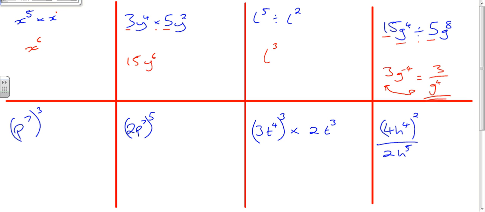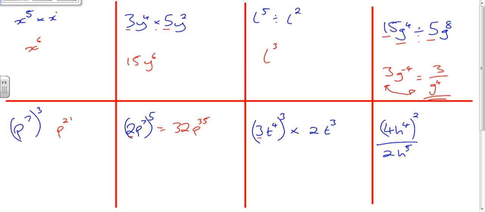So the next one, p to the power of 7 to the power of 3, we multiply the powers together. So that's going to be p to the power of 21. Next, we're going to do 2 to the power of 5 first of all. So 2, 4, 8, 16, 32. And then you multiply the powers together, so that's going to be p to the power of 35.